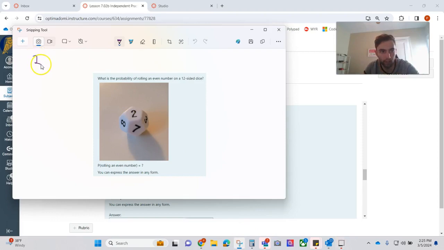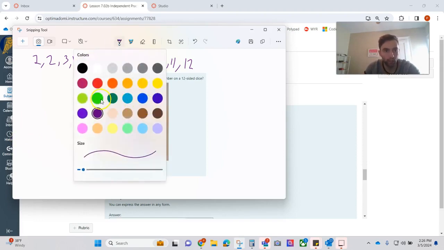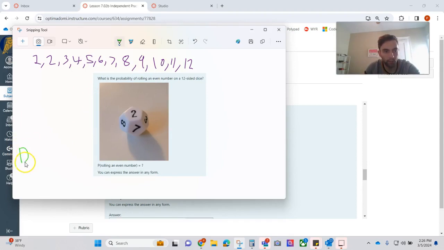So on a 12-sided dice, I have 1, 2, 3, 4, 5, 6, 7, 8, 9, 10, 11, 12. I need to set up a ratio, a fraction, and then turn that fraction into a percent. To make this fraction, my desired outcomes go on top of my total outcomes.